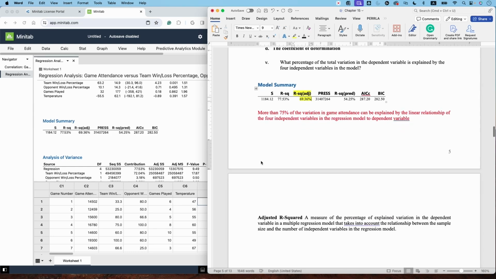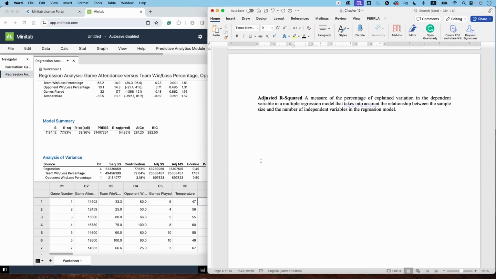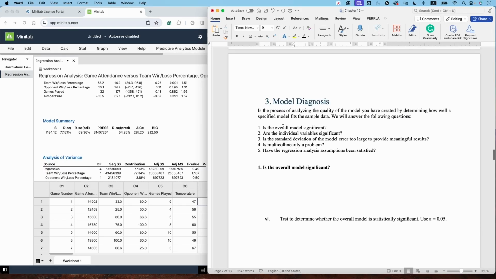So in this case, we are going to move to something called model diagnostics. What is the model diagnosis? It's the process of analyzing the quality of the model. Now we have a model, but we would like to check the quality of the model, how well this model fits the sample data. To do this, we are going to answer 5 questions, but this question, I'm not going to answer it. I'm going to skip this. It's important, but it's not going to be part of the class.